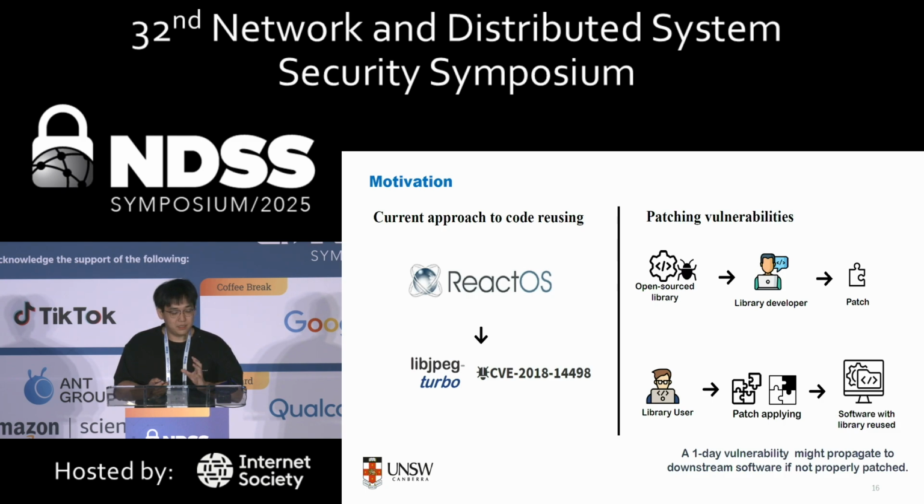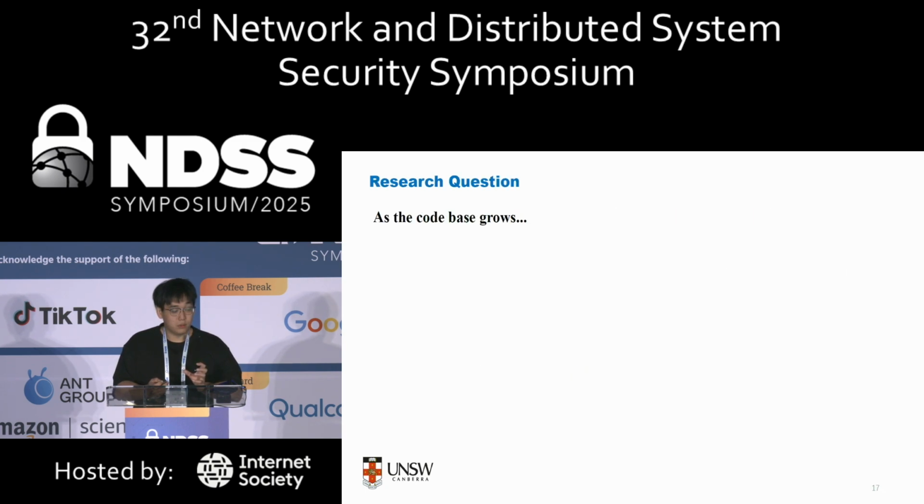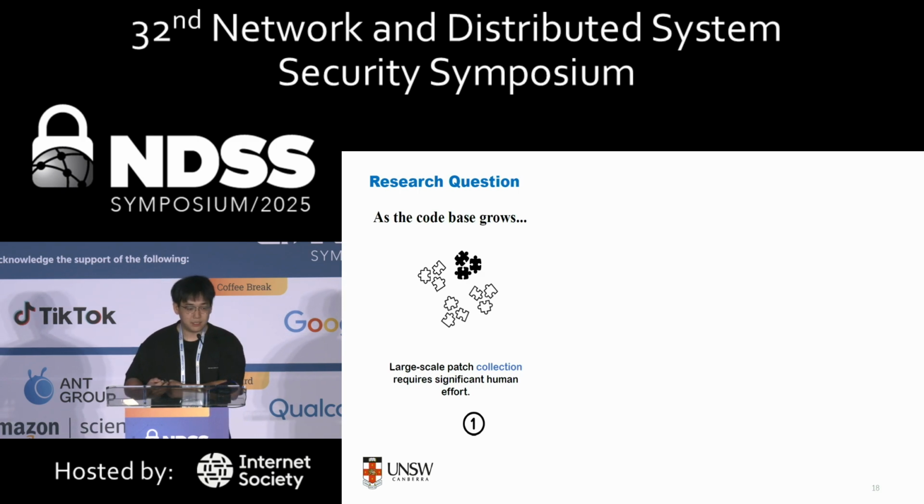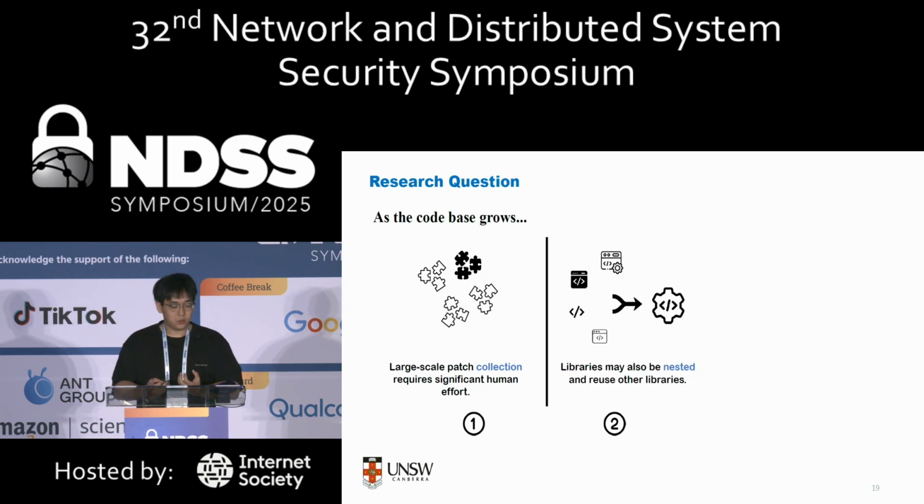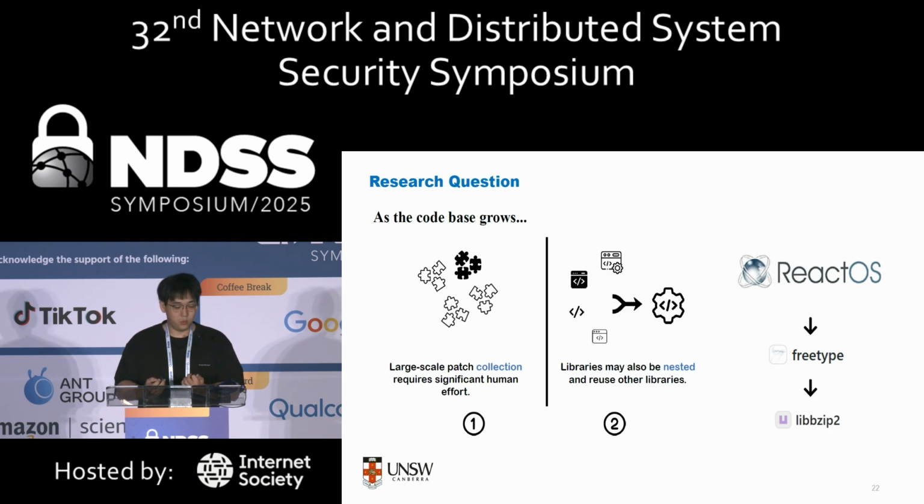So it sounds like this process is pretty simple, but when the code base grows, several challenges will occur. Firstly, large-scale patch collection requires a significant amount of human effort. And secondly, libraries may also reuse other libraries in a nested way. For example, ReactOS reused freetype, and actually freetype itself reused libbzip2. This means ReactOS actually reused libbzip2, but the developer of ReactOS didn't realize that.